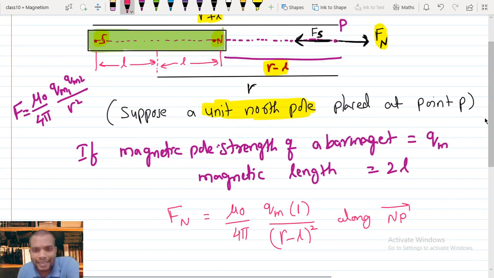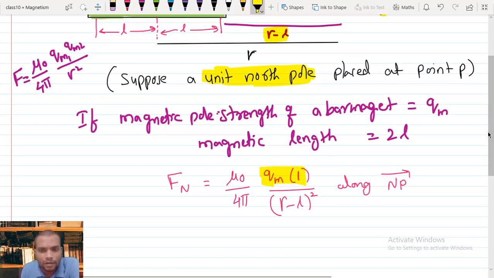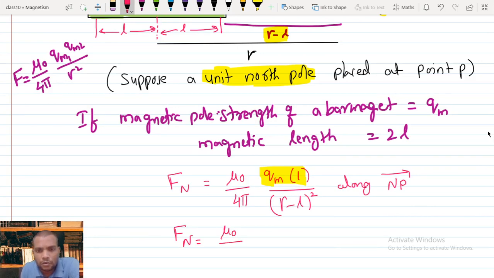So these two characters are very important. Qm is the magnetic pole strength of the north pole of a bar magnet, and 1 is the unit north pole which we place here. Its magnitude equals 1. That's the reason it becomes like that. Now if I drop the 1 here to write it clearly, F suffix N equals mu naught upon 4 pi times Qm upon r minus L whole square. Direction, same direction, along N to P.